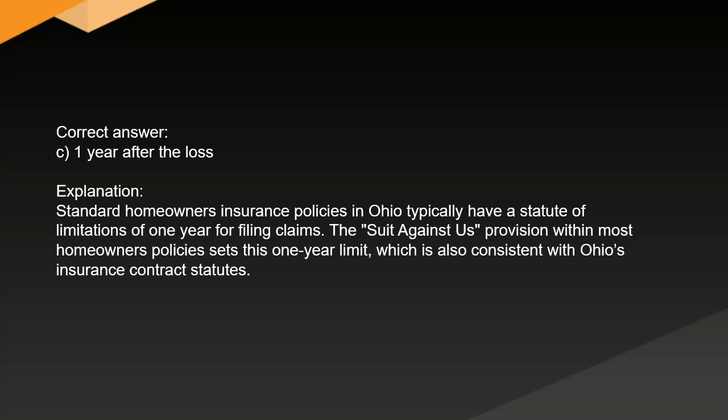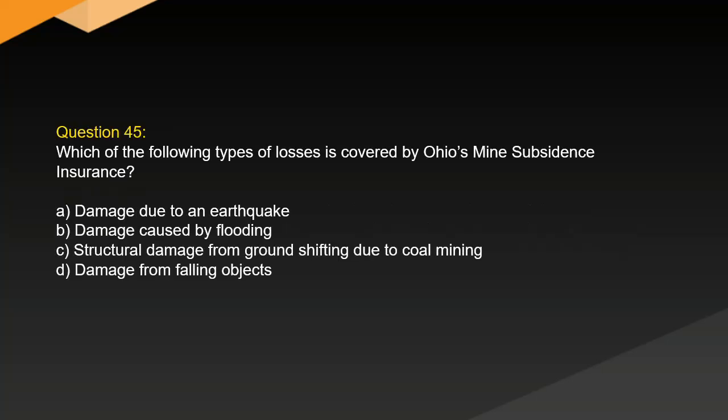Correct answer. C. 1 year after the loss. Explanation. Standard homeowners insurance policies in Ohio typically have a statute of limitations of 1 year for filing claims. The suit against us provision within most homeowners policies sets this 1 year limit, which is also consistent with Ohio's insurance contract statutes.